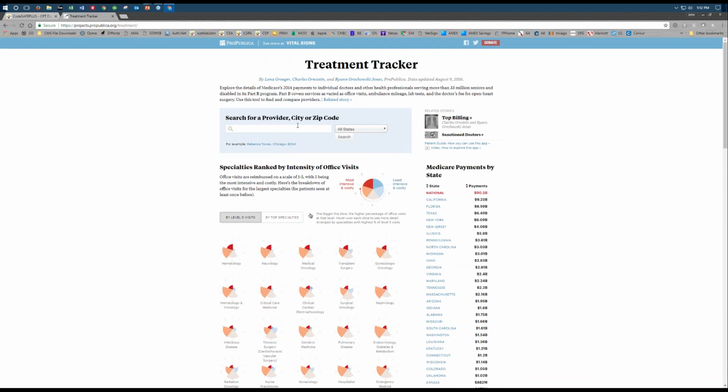Now, I'm not going to look up any specific provider, although I could look up any provider in the United States. I'm just going to go to the states. And let's just go to the state of Oregon, since that's where I live. I'm going to take a look at all the practitioners in Oregon, and I want to see what their profiles are. It'll tell me provider by provider who's actually doing the most procedures, what they're doing, and why they're doing it, and that sort of thing.